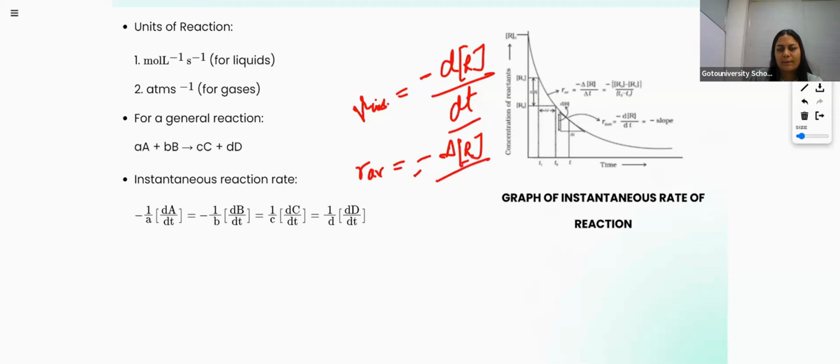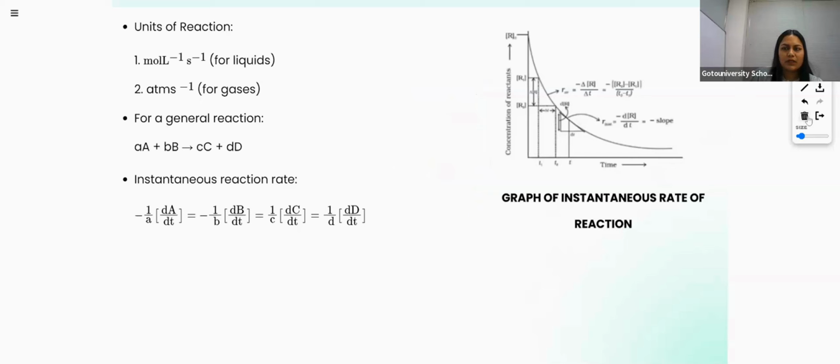Why? Because the molar concentration at the final stage will always be smaller than at the initial step, right? And the slope for this will always be negative for the reactant side.